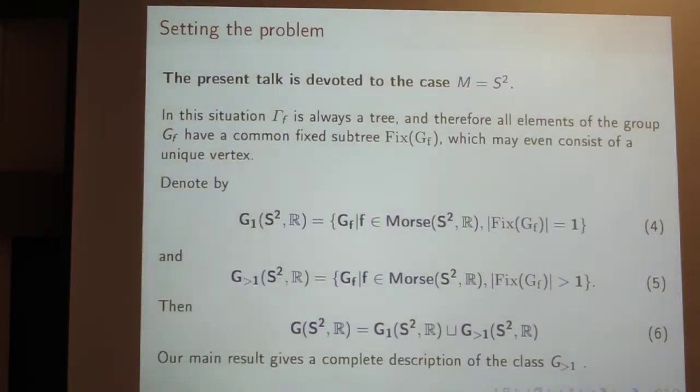The present talk is devoted to the case M equal S2. In this situation, gamma F is always a tree, and therefore all elements of the group gamma F have a common fixed subtree, fixed gamma F, which may even consist of a single vertex. We denote by G1 the class of groups GF where the number of elements of fixed gamma F equals 1, and the class G greater than 1 is the class of groups GF where the number of elements of fixed gamma F is greater than 1. Then the class G of S2 is the disjoint union of G1 and G greater than 1.